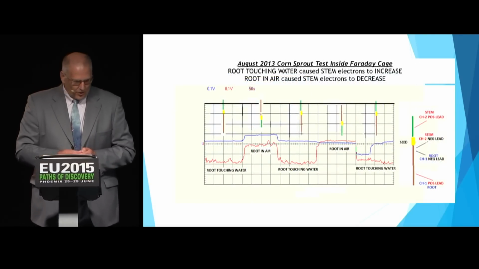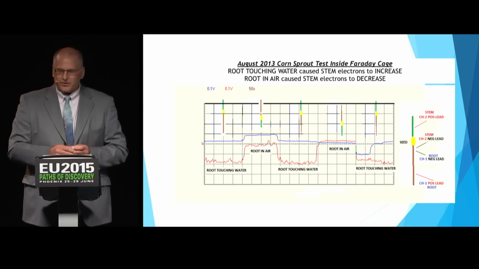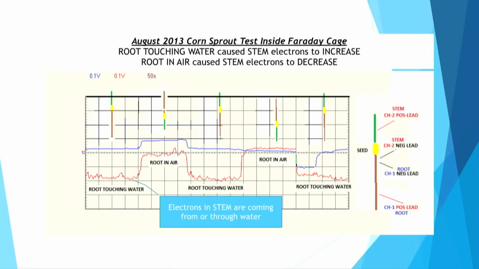So here's a recording of that test setup. It was done in August 2013. I put water in the bottom of the tub, and when I rotated the root down to the water, the electrons in the stem increased. The time per division here is 50 seconds, so it's almost 3 or 4 minutes that the root was touching water, and there was a steady voltage. That implies amperage flow.